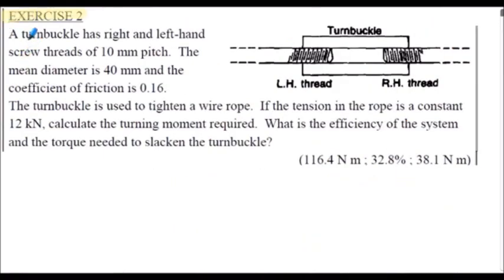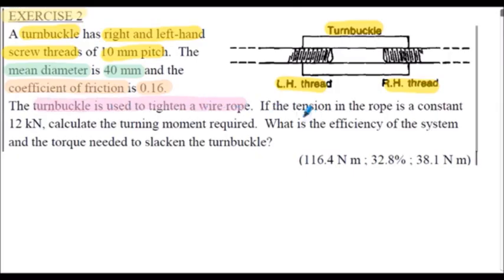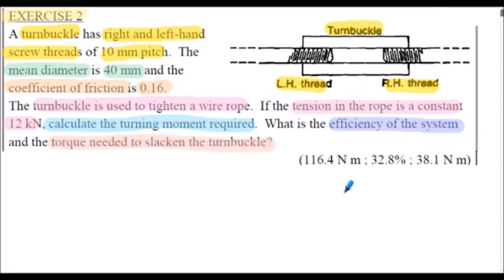Exercise 2, a turnbuckle, shown in the sketch here, has right and left hand screw threads of 10 millimeters pitch. This is the left hand thread, this is the right hand thread. The mean diameter of the thread is 40 millimeters and the coefficient of friction is 0.16. The turnbuckle is used to tighten a wire rope. If the tension in the rope is a constant 12 kilonewtons, we've got to calculate the turning moment or the torque required. We also have to calculate the efficiency of the system and then the torque required to slacken the turnbuckle. Answers shown in the bracket here.